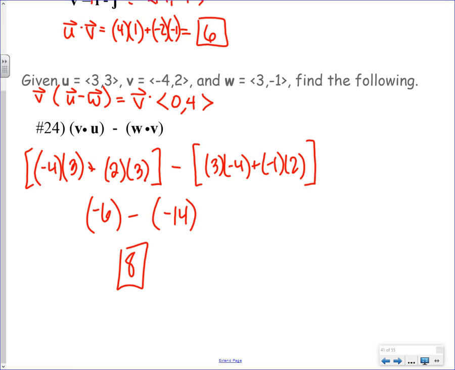How would we do the dot product of v and that vector? Negative 4 times 0 is 0. And 2 times 4 is? What's 0 plus 8? So maybe we can do some things that the properties don't explicitly state. Just be careful. Just be very, very cautious.